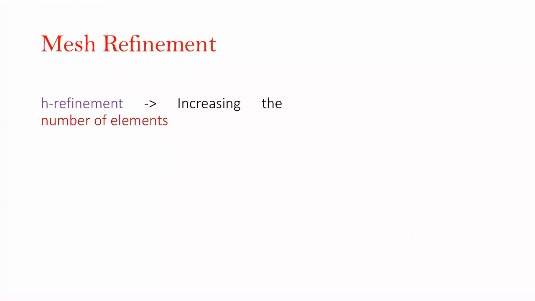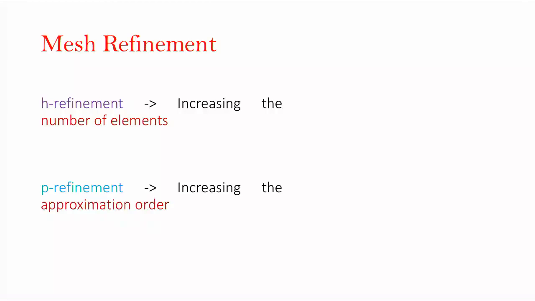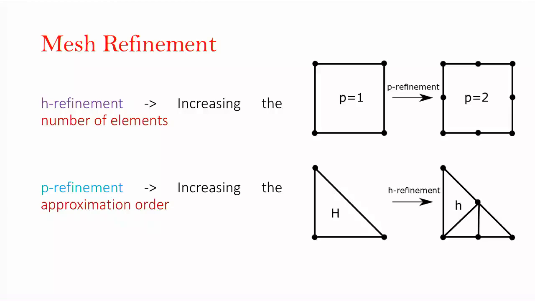But how can we do the mesh refinement? Basically, there are two ways to do the mesh refinement. One way is called H refinement, which means increasing the number of the elements, making the elements smaller and smaller. And the second way is P refinement, which is basically increasing the approximation order. By approximation order, I mean increasing the shape function's order. Instead of using the linear displacement function, we go for the quadratic displacement function.